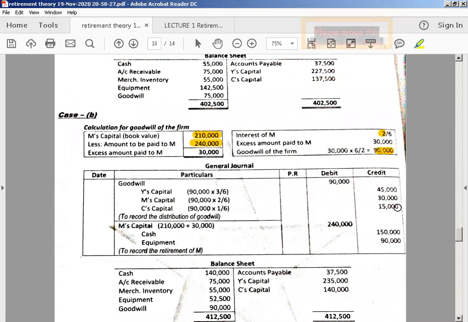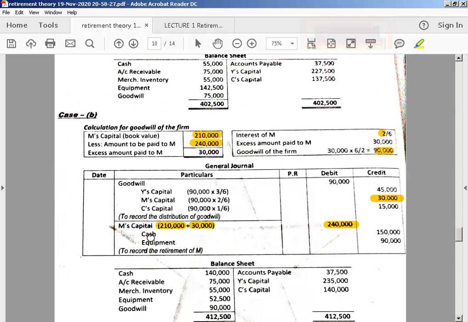Who is the retiring partner? Mr. M is the retiring partner, and he is having the goodwill of 30,000. Clear? How much was his own capital? 210 was his capital. Then how much goodwill did he get? 30,000. The total capital which he is taking from the firm is 240,000. Clear? Now the 240,000 is this amount.